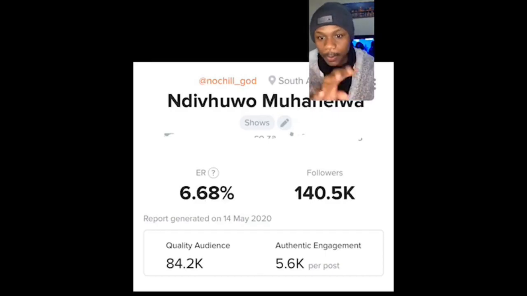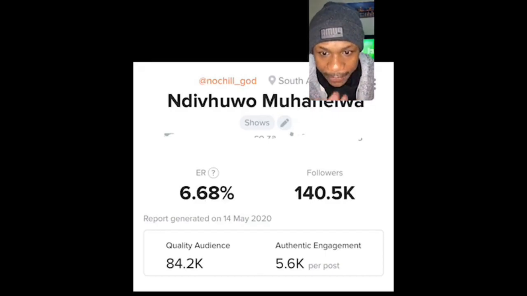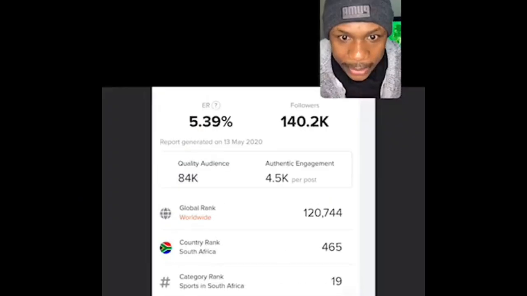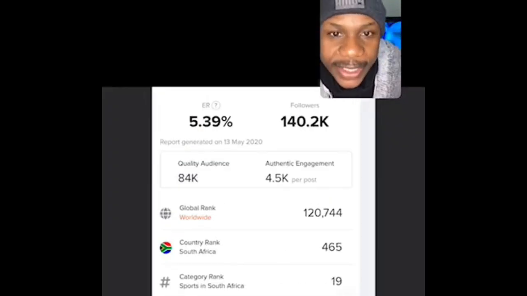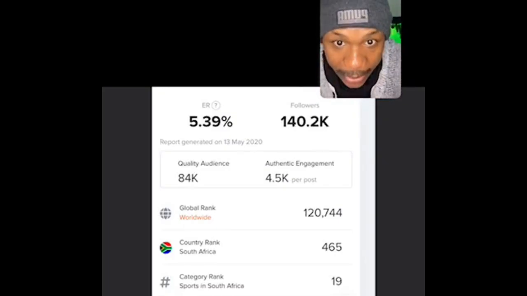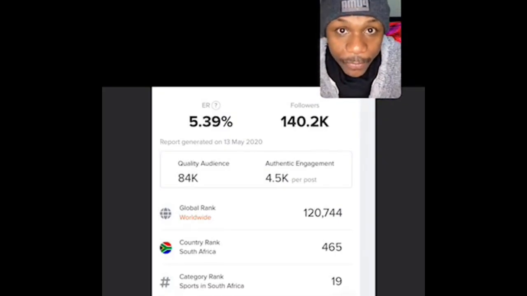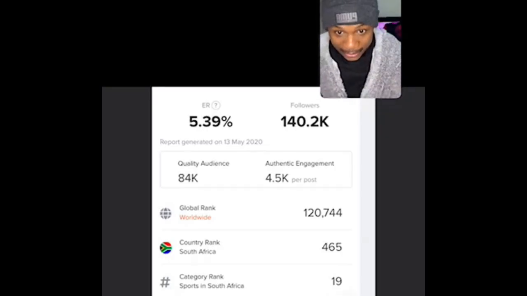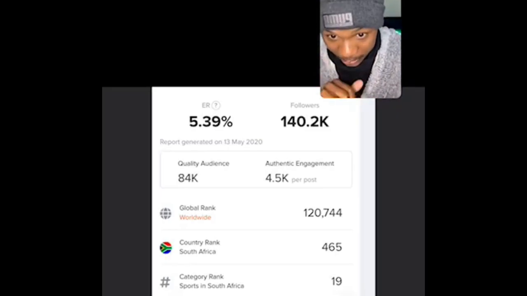Exactly. So from yesterday, if I can go back, if you check the authentic engagement, yesterday, it was the 13th of May. Here, this part where it says 4.5, it was yesterday. Check today's.